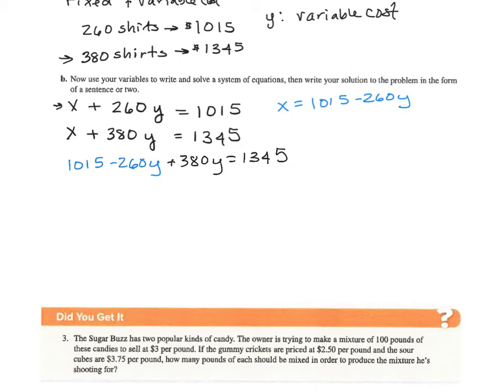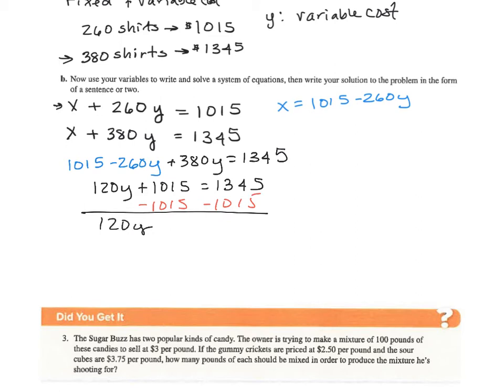Okay, so we go ahead and put my y's together. The minus 260y plus 380y gives me 120y plus 1,015 equals 1,345. Let's subtract this 1,015 from both sides. And I get 120y equals 330. Now let's divide both sides by 120. And I get y is 2.75.